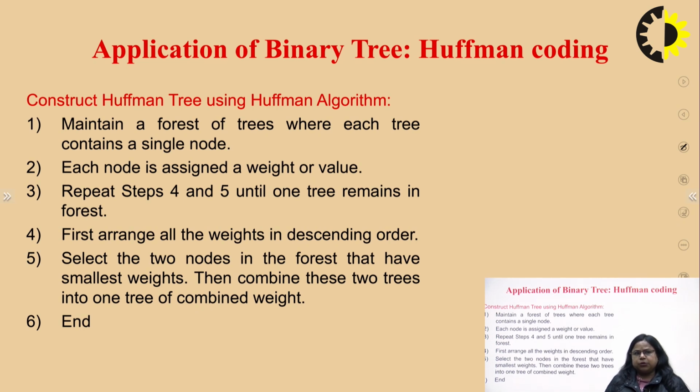Now, there is an algorithm for Huffman coding. First of all, we need to construct a Huffman tree by using the Huffman algorithm. We have to maintain a forest of trees where each tree contains a single node, right? So the first step says we have to maintain the forest of trees, which means each and every node works as a single node. Each node is assigned its value, in terms of weights basically. So we have to assign a certain value to that particular node.